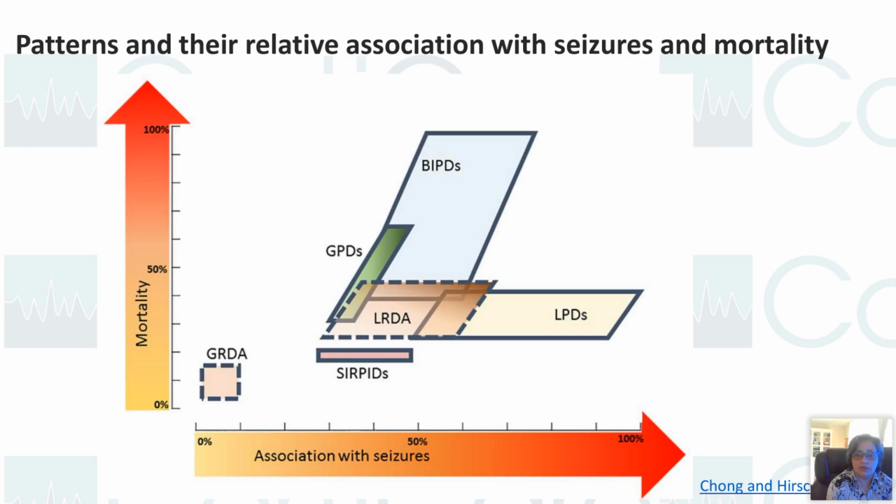If you remember looking at this picture, this is sort of the go-to thing, right? It shows these patterns and their relative association with seizures and mortality. On the x-axis, we have association with seizures, and on the y-axis is the mortality rate. GRDA is a very benign pattern sitting at the corner here, with very minimal association with seizures as well as mortality. On the other hand, bilateral independent periodic discharges have very high association with mortality rate, about 50% with seizures. LRDA has almost equal association with mortality as well as seizures.